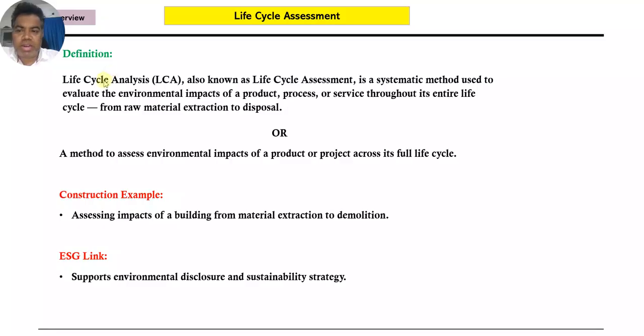First of all, we have the definition: life cycle analysis or assessment, also known as life cycle assessment, is a systematic method used to evaluate the environmental impacts of a product, process, or service throughout its entire life cycle, from raw material extraction to its final disposal. Or you can simply define it as a method to assess environmental impacts of a product or project across its full life cycle. A construction example is assessing impacts of a building from material extraction to demolition.